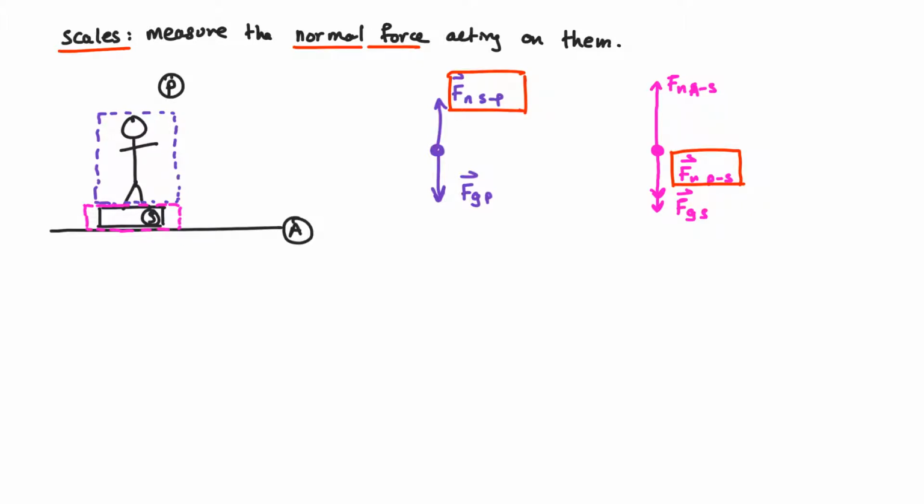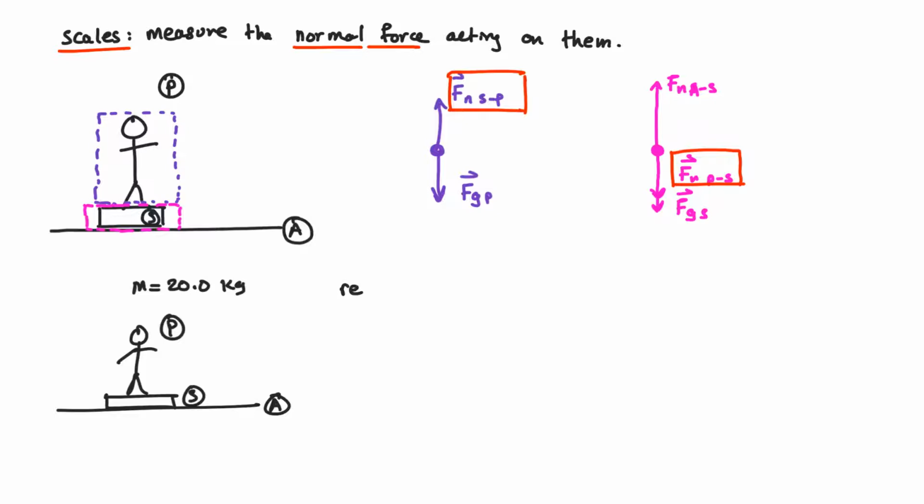In normal circumstances, if I have a person standing on a scale, let's say this person has a mass of 20 kilograms, and they are standing on a scale. This is surface A, this is the scale, this is the person, and I want to figure out the reading of the scale, and I want to know it in units of Newtons and units of kilograms.